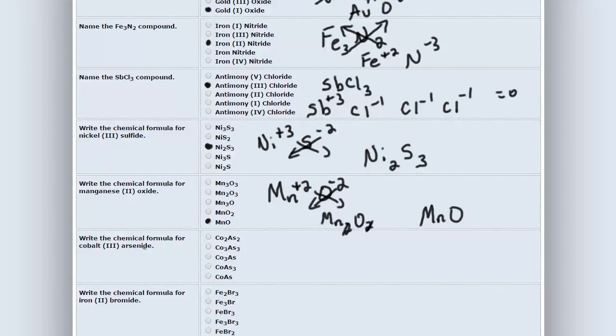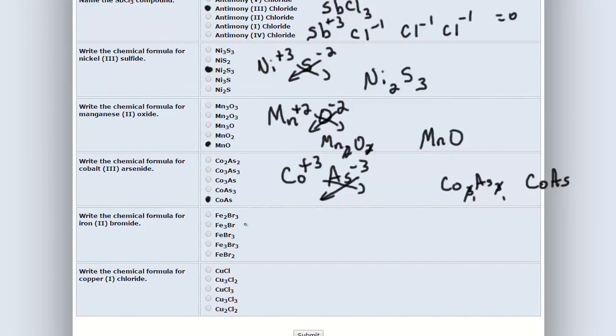Write the chemical formula for cobalt 3 arsenide. Cobalt 3 is cobalt with a +3. Arsenide is As with a -3 charge. Bring them over. That gives us Co3As3. Reduce. CoAs. Cobalt 3 arsenide.